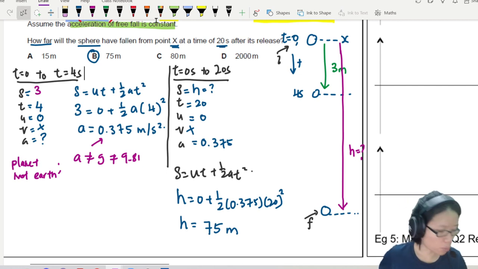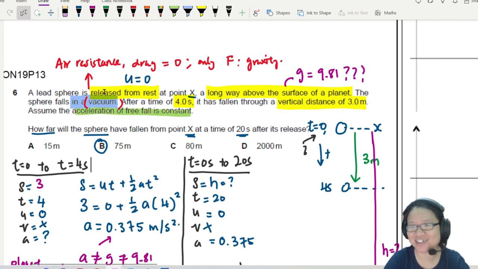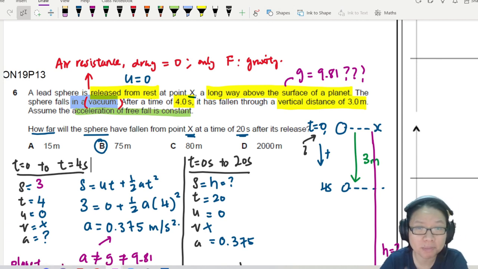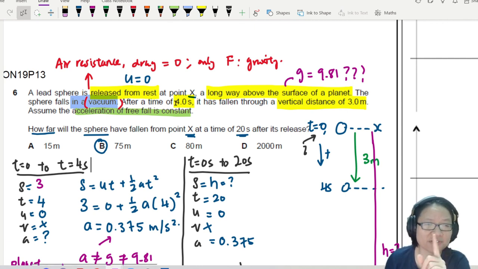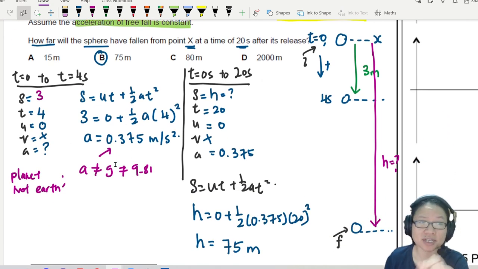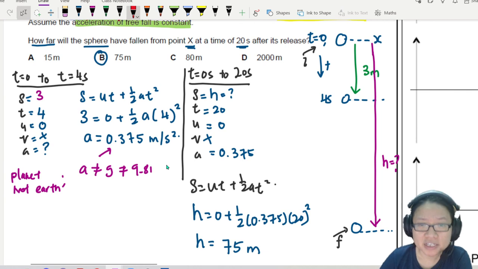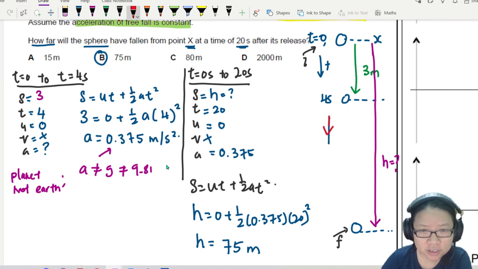So what did we learn in this question? Number one, we cannot assume just because you release something from wherever, it has to be gravitational free fall on Earth at 9.81. I know we are very Earth-centric, but sometimes it will be on another planet. So if they give you this extra information like 4 seconds, 3 meters, you should do your due diligence to double check and calculate and see whether your acceleration is G. But whether it's 9.81 or 0.375, the G is always pointing in this direction. This is your G. I mean, not gravitational constant G, but this acceleration here is 0.375 meters per second squared, because it's accelerating downwards.